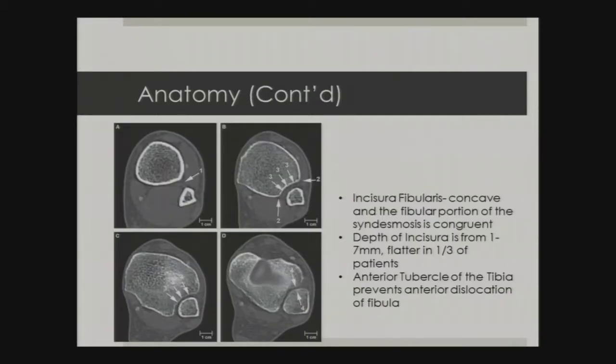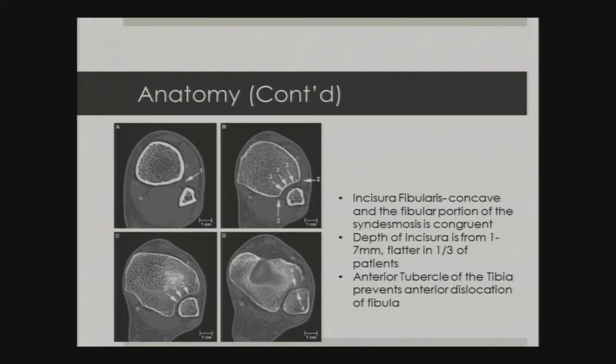So these are some CT scans, axial slices through this relevant anatomy that we were just discussing. The top, A, is just before those lateral and medial ridges bifurcate. And then B through D is going more distal in the syndesmosis.